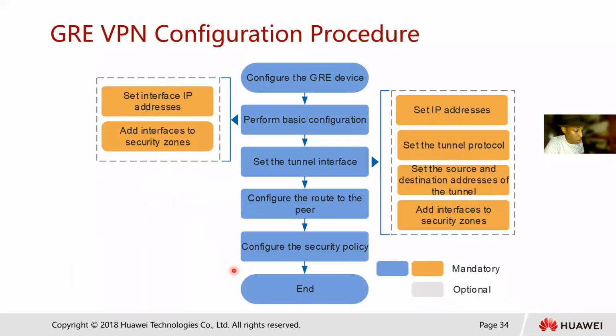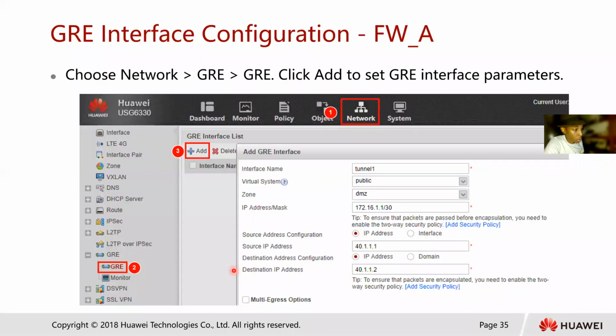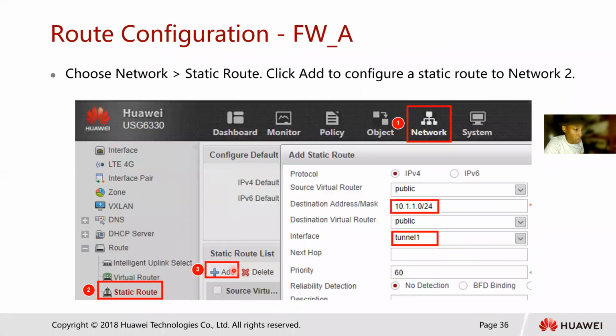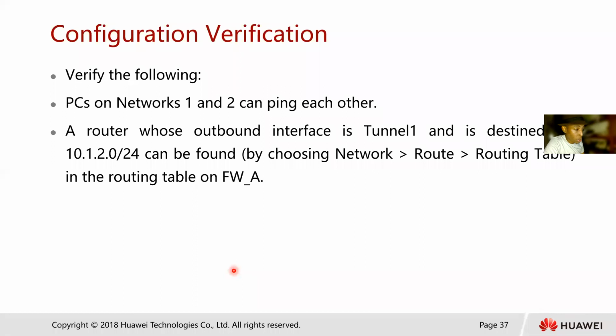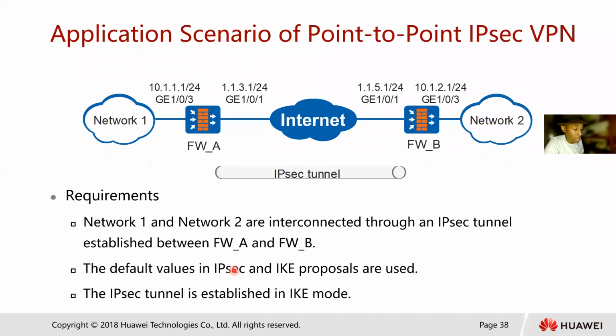Some of the things that are mandatory are in blue and orange, and the gray ones are optional, although I'm not seeing any optional. So how do you do it on the web user interface? You start from the first firewall, firewall A, and click on those steps. Then you do the route configuration on the first firewall. Then you verify that the 2 networks can ping each other, and then you can set it up.